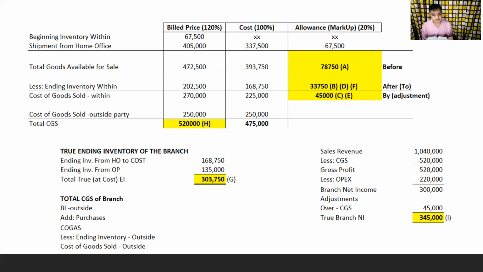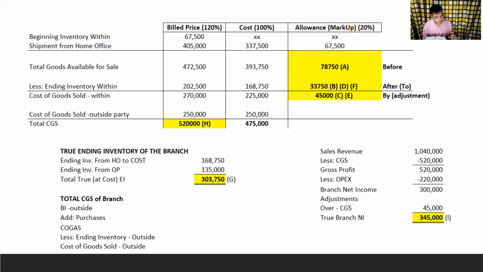So less, how much is the ending inventory? The ending inventory is 337,500, in which 60% is home office merchandise. So 337,500 times 60%, you get 202,500. So cost of goods sold within is 270,000, plus cost of goods sold outside party, 250,000.